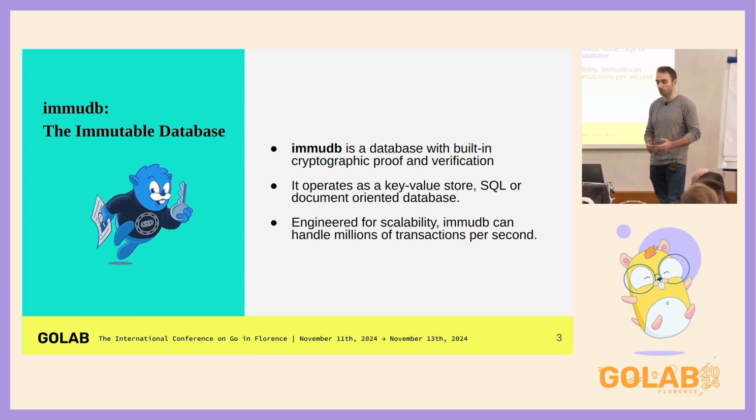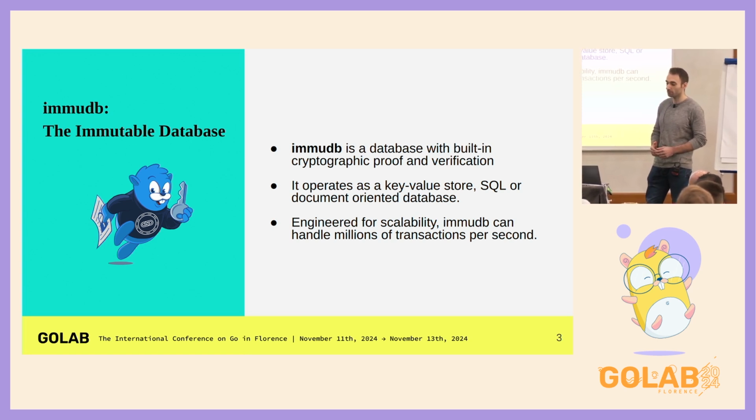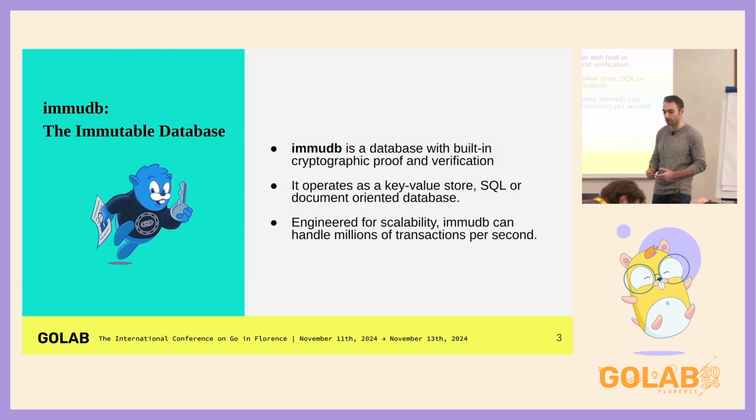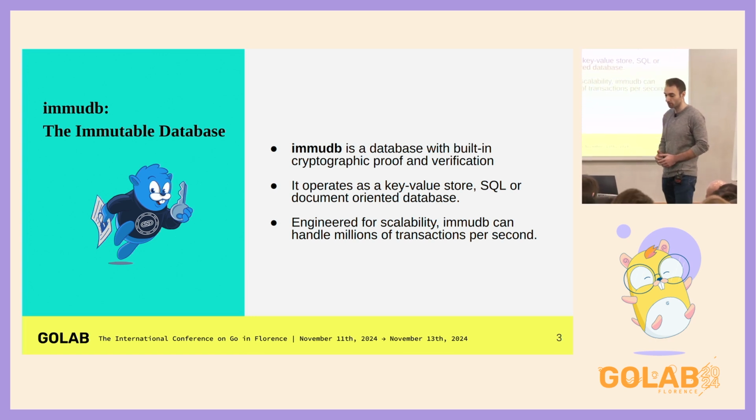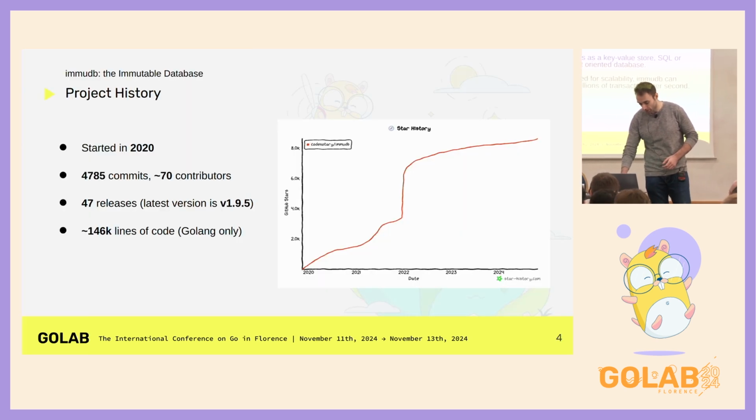And that's also why it can scale easily to handle millions of transactions per second, because you don't have to run an additional consensus layer on top of the storage layer. And that's why it can scale to millions of transactions per second.